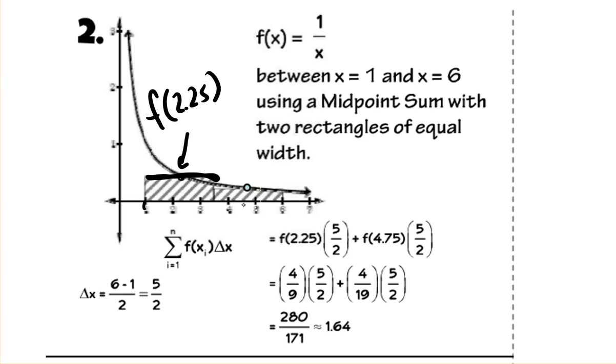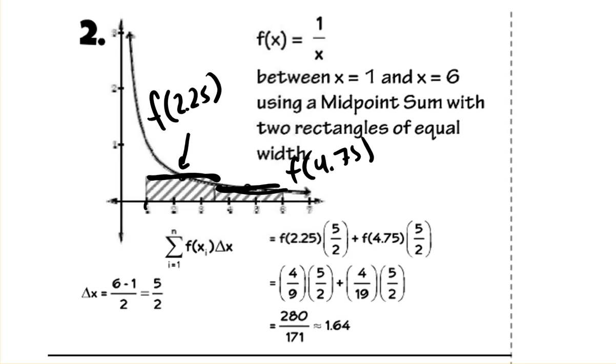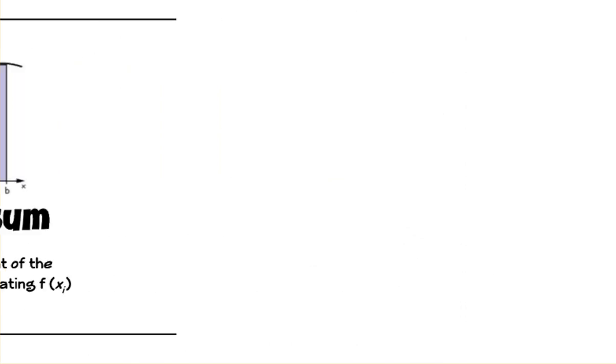And then for the second rectangle, its x values are 6 and 3.5. So its height is going to be determined by the y value that comes from the x in the middle. And in between 3.5 and 6 would be 4.75. So midpoint, take the point in the middle, determines the height of the rectangle. Left sum, left point; right sum, right point. Okay, and then add up the areas together.